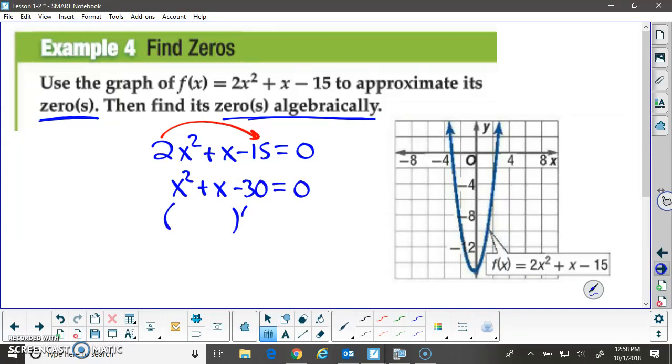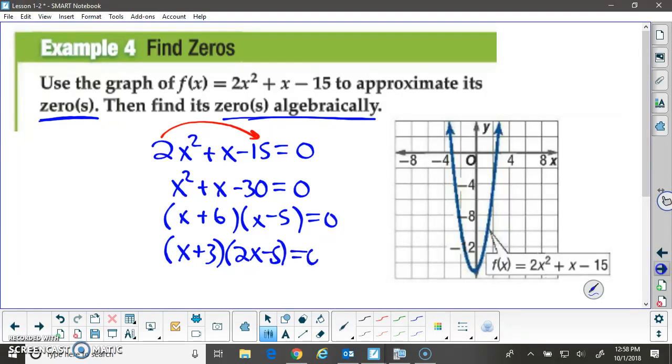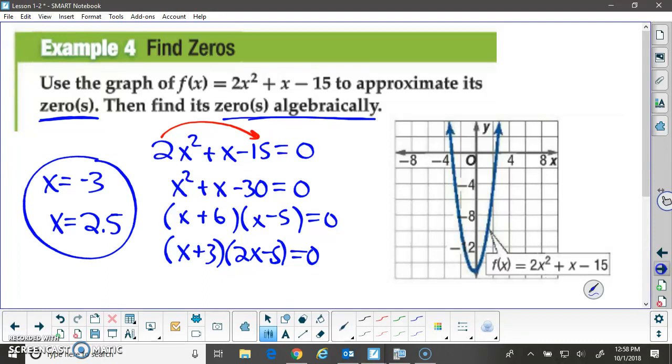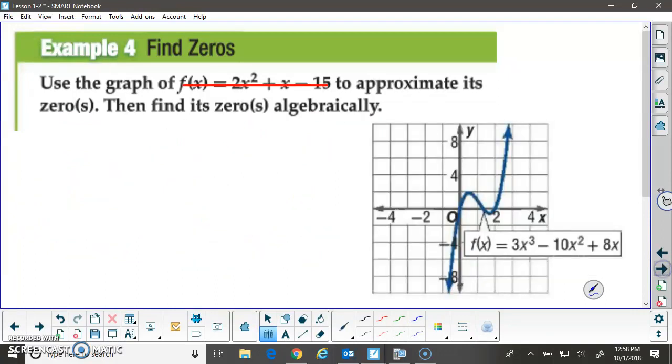Now I can factor this into x plus 6 and x minus 5. And I divide both of these by 2 because I sent the 2 to the back, so that gives us x plus 3 and 2x minus 5. So that produces x-intercepts of negative 3 and 2.5. So again, to find zeros algebraically, you put a 0 in for y and then solve.